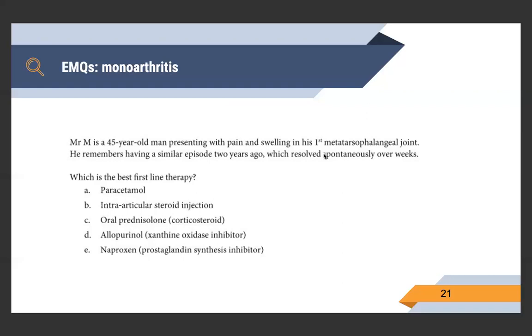Okay, so this is just testing if you remember the stepwise management of gout. So it's gout because it's a first metatarsophalangeal joint. He's had this before, it's gout, we're happy with that. What is the best first line therapy?